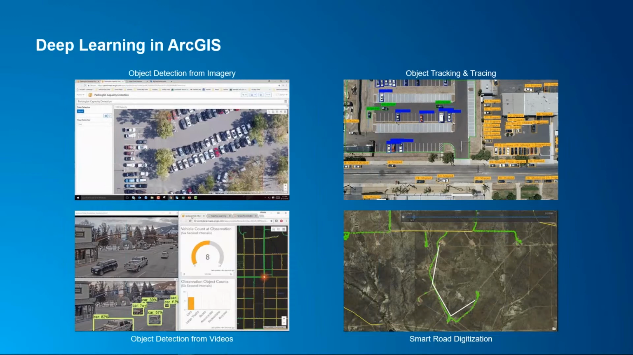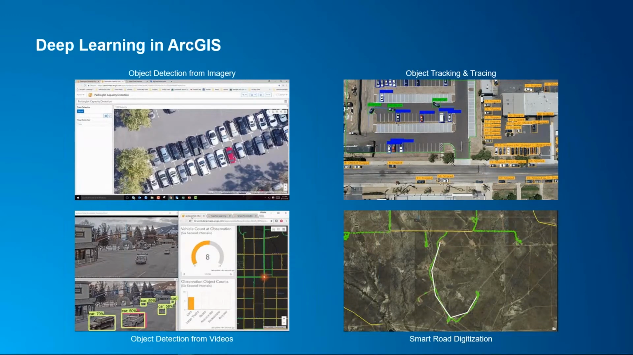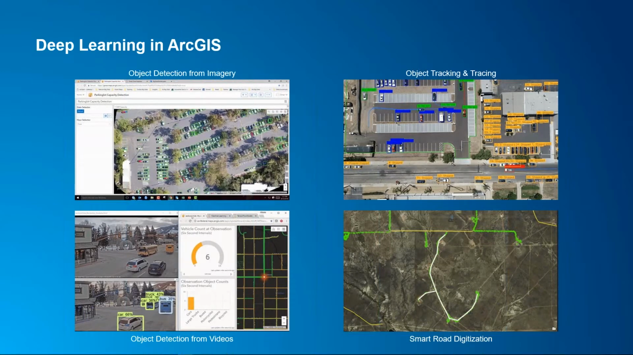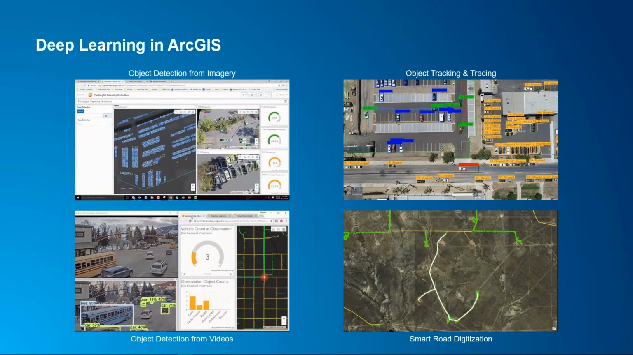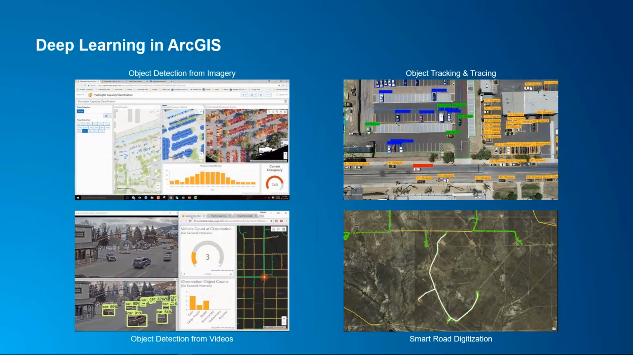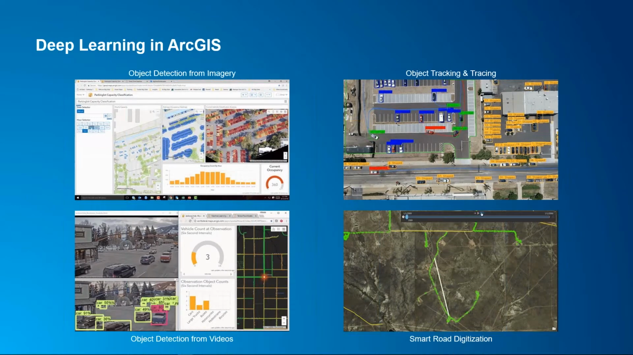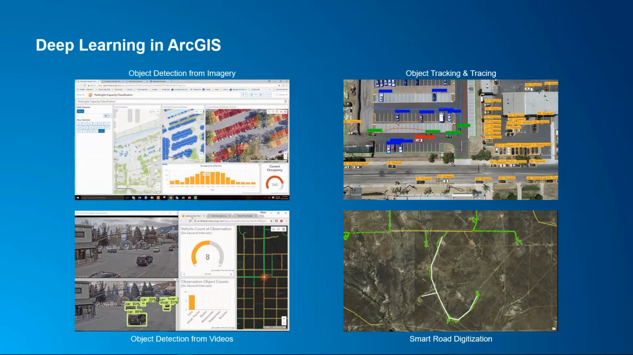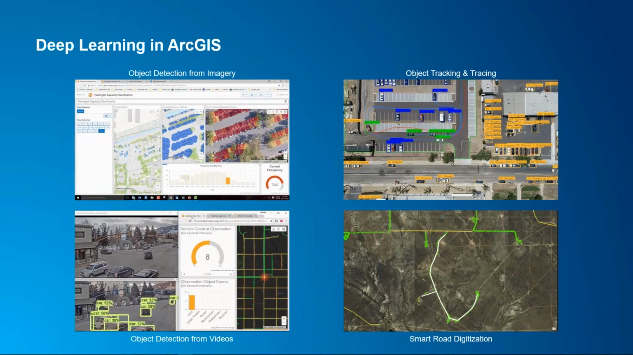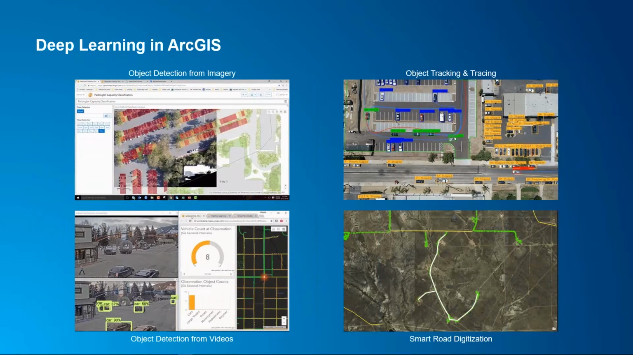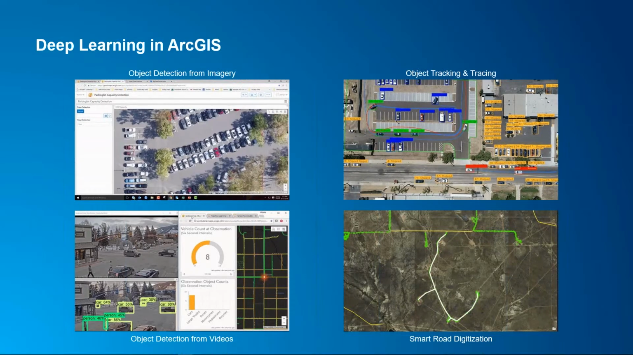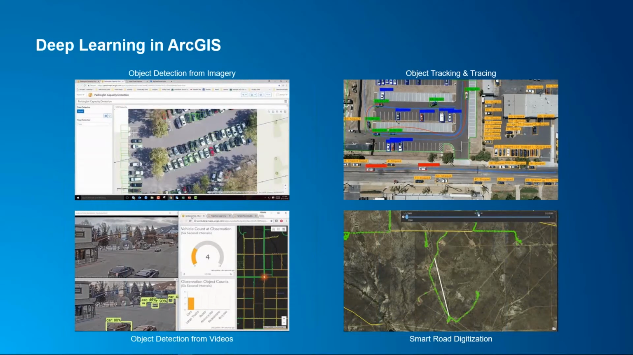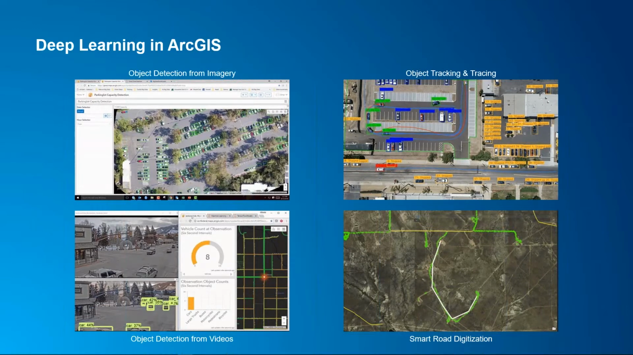So there are a lot of fascinating problems which we're able to tackle with machine learning, which I don't have the time to get into details about today, many of which are imagery based, such as object detection, not just from imagery, but from videos, being able to do things like smart road digitization, as well as object tracking and tracing. Should stress that some of these projects are more experimental than others, but by and large, these are all things you can do with imagery and remote sensing in the ArcGIS ecosystem today.